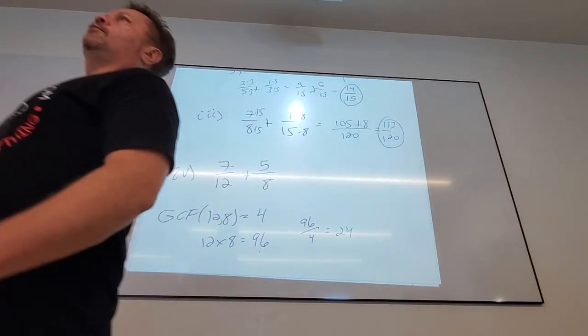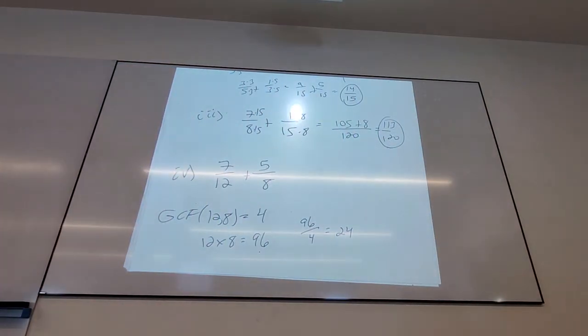Why does that make sense? Why is 12 times 8 not the LCD? Because 12 and 8 are not relatively prime. So 12 has a 4 in it, 8 has a 4 in it. Stay with me now, come on. I know, math is boring. 12 has a 4 in it, 8 has a 4 in it. If I multiply them together, don't I get an extra 4?